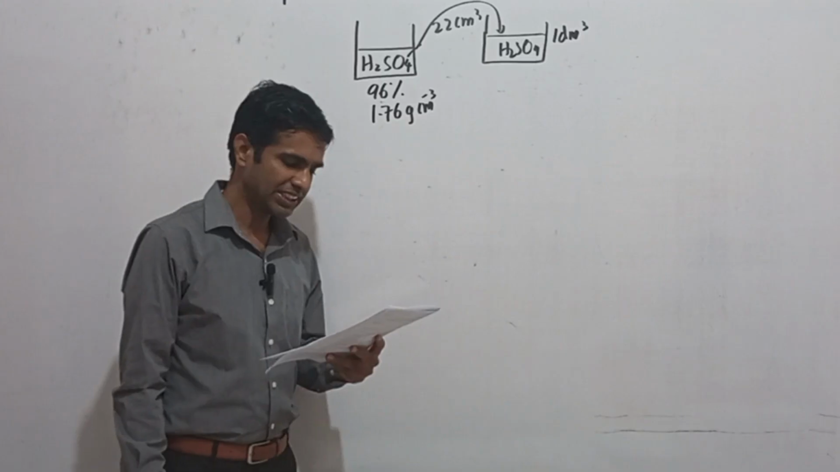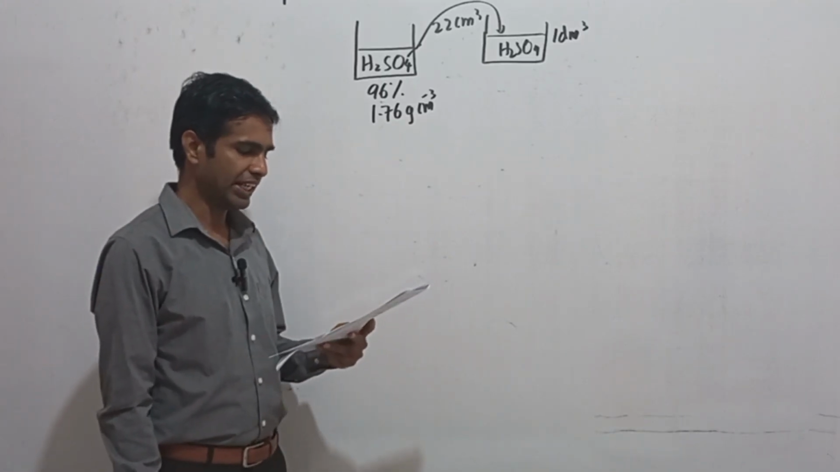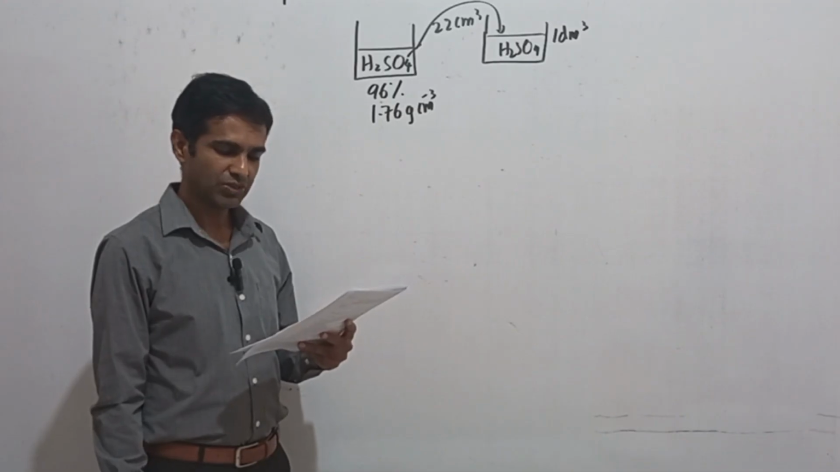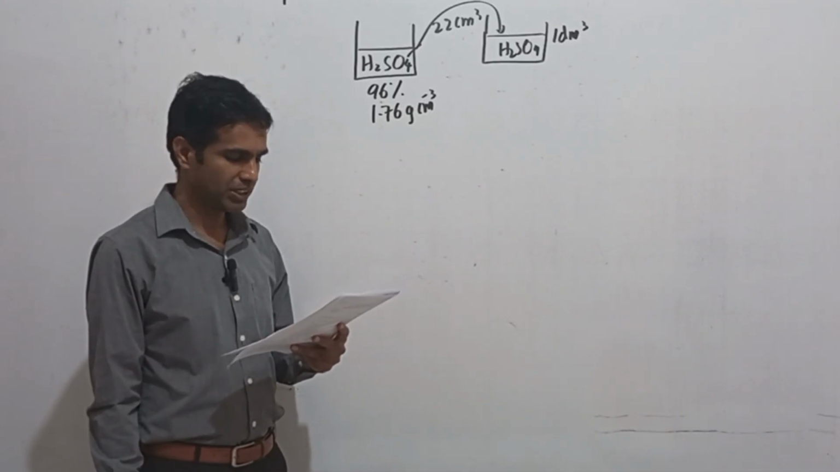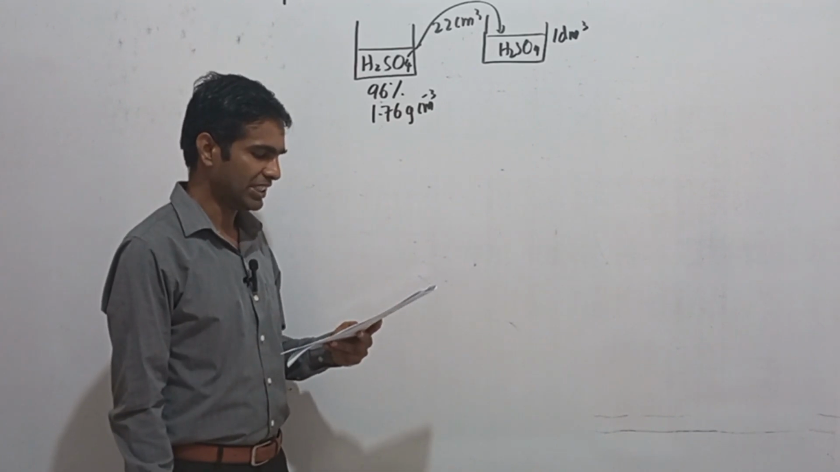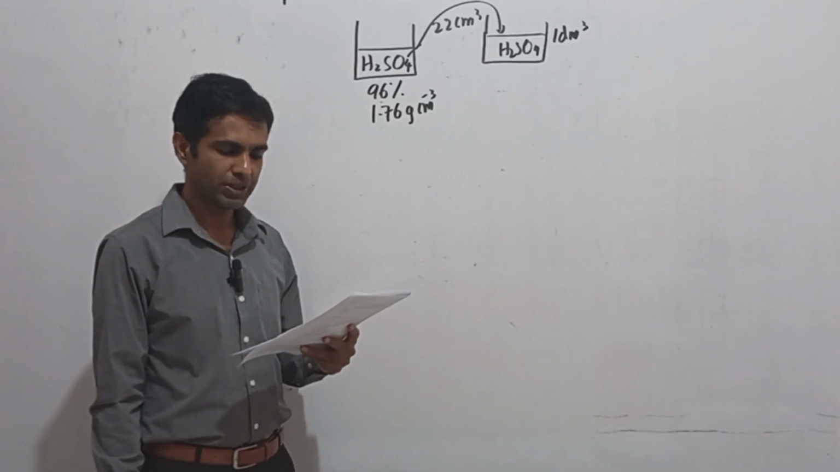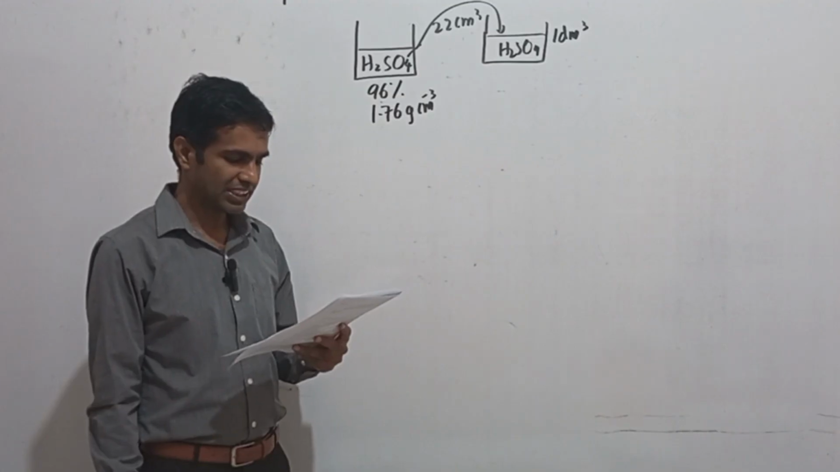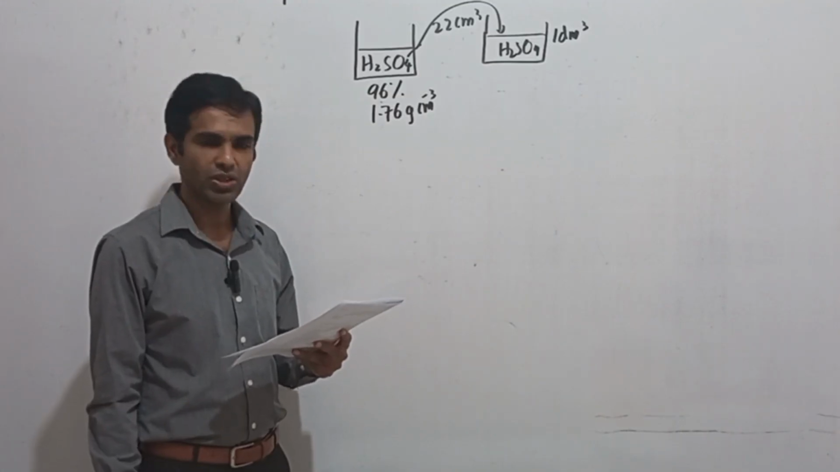Percentage mass of concentrated sulfuric solution is 96%. Density of the solution is 1.76 grams per cubic centimeter. A volume of 22 cubic centimeters of the above solution is diluted up to 1 cubic decimeter with distilled water. What is the concentration of diluted sulfuric solution?